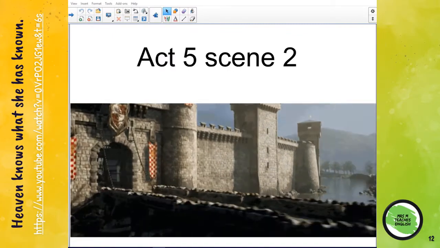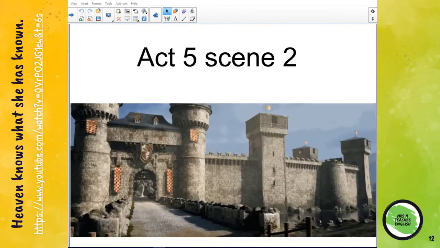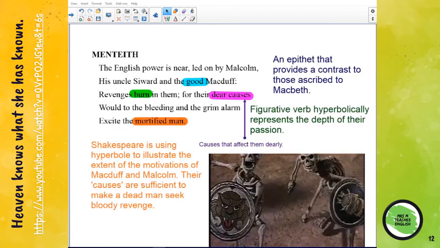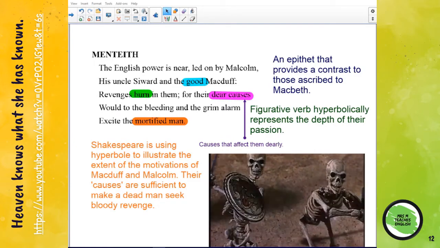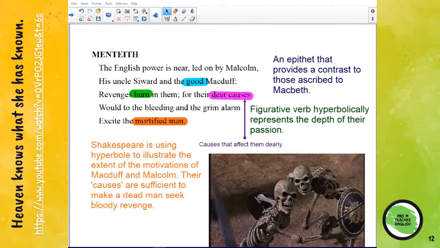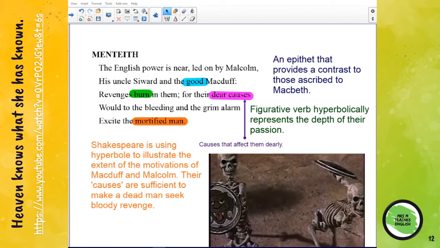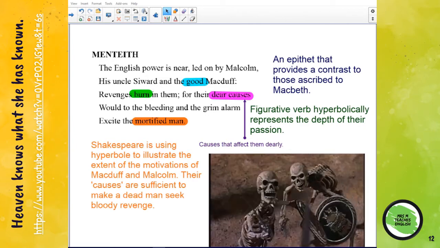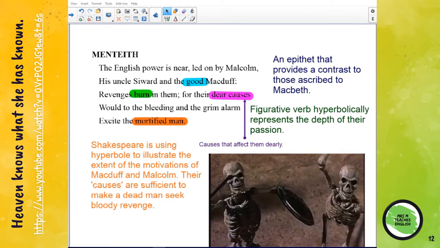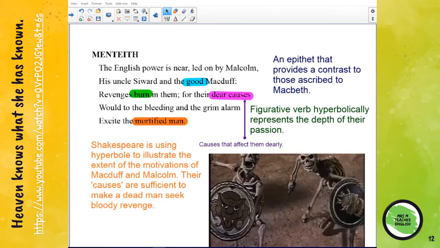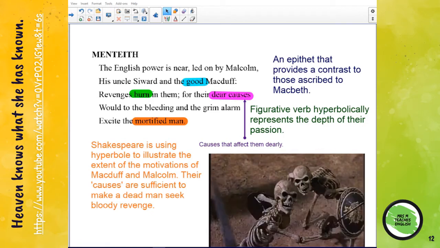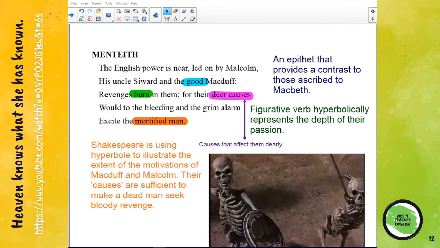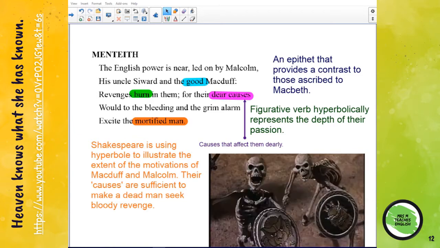Hi, this is Mark Birch with a quick revision of Macbeth Act 5 Scene 2. Here we have a number of Scottish lords who comment on what's about to happen with the English forces alongside Malcolm and Macduff, who are approaching Macbeth's castle. Notice that we have an epithet ascribed to Macduff that's in enormous contrast to those ascribed to Macbeth. Here it's "good Macduff," something that demonstrates the high regard in which he's held by the Scottish lords.